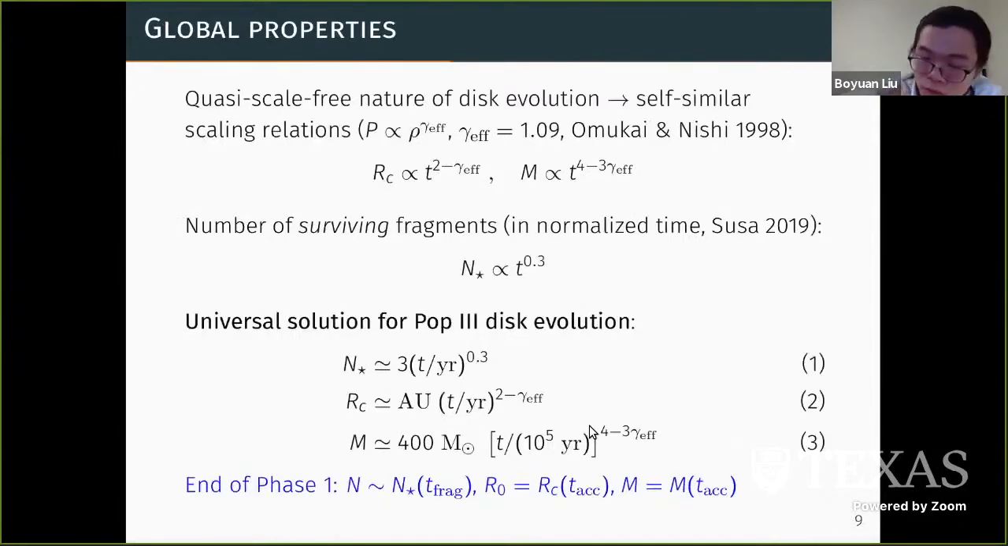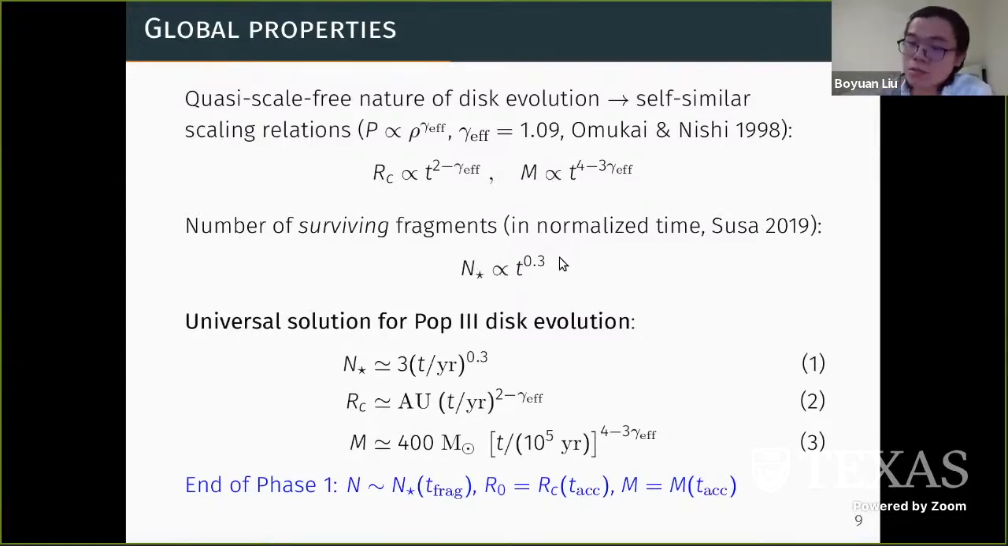For global properties, we make use of the scale-free nature of Pop III disk evolution. It is shown by self-similar transformation that the radius and mass of the system satisfy very simple power-law scaling relations with time. And also with self-similar transformation, we can normalize the times in different simulations with different resolution according to the density threshold used to identify protostars or create sink particles. In this way, we can compare different simulations. And it is found by Sousa that the number of surviving fragments also follows a simple power law.